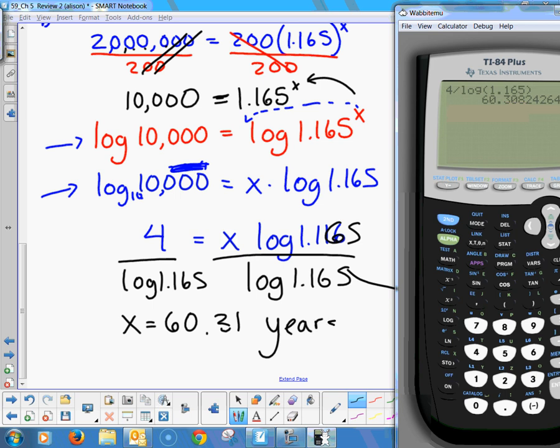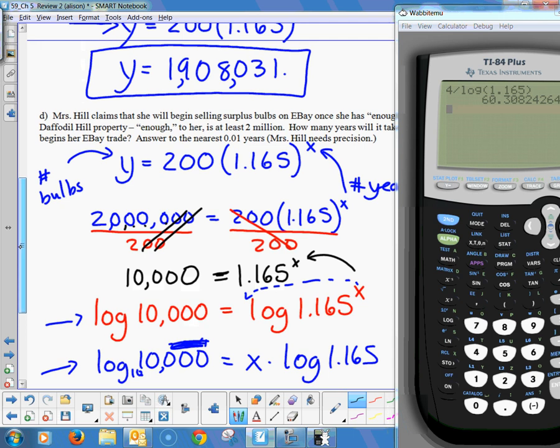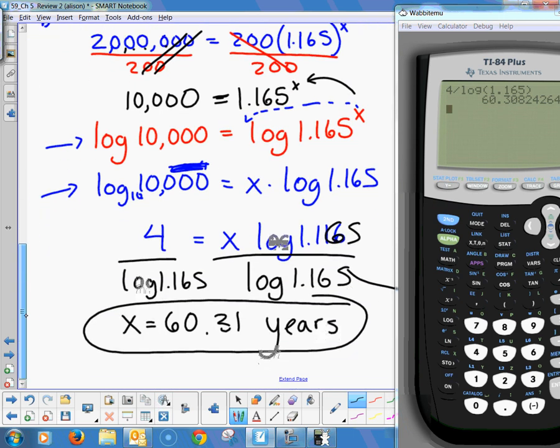Which makes sense because we're almost from part C. We were almost at 2 million. And it's growing exponentially, so it shouldn't take much more time. Apparently, it's going to take 3/10 of a year.